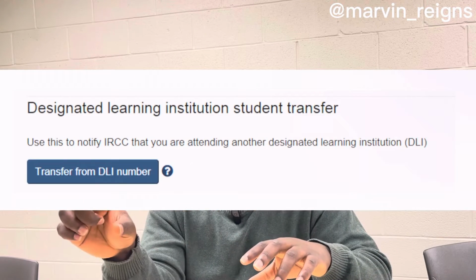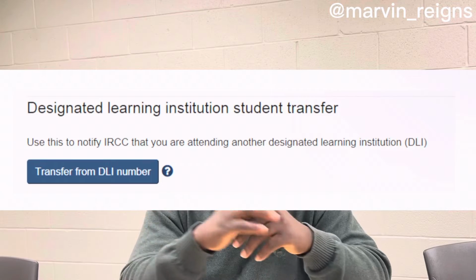After logging into your GCKey account or opening your portal, I think you just scroll down. There's a section where it has school transfer or DLI transfer, right? So you have to click on that DLI transfer, and then it takes you to the third step, which I'll be talking about.